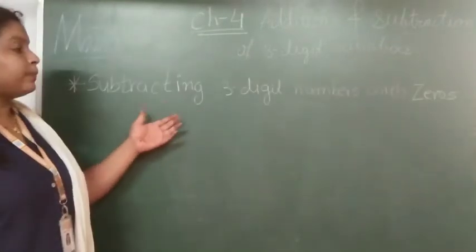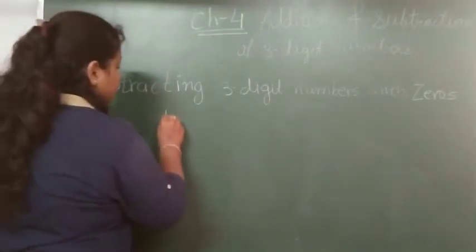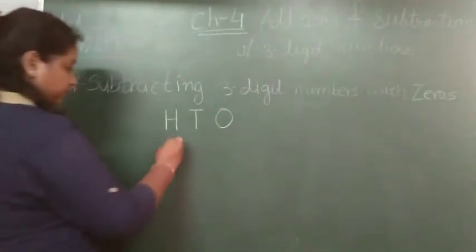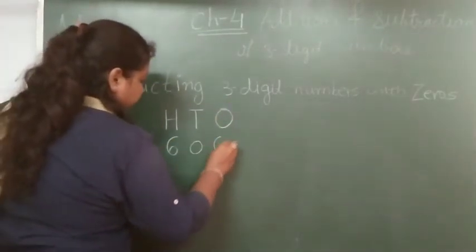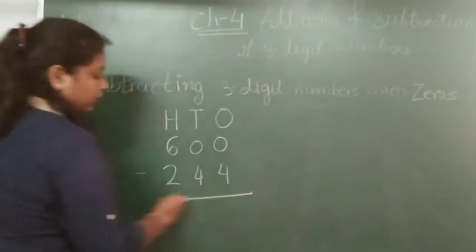Okay, now we'll see subtracting a 3-digit number with 0. Right, how to solve this type of subtraction where 0 will be there. So let's see. Here I will write 600. From that you have to subtract 244.